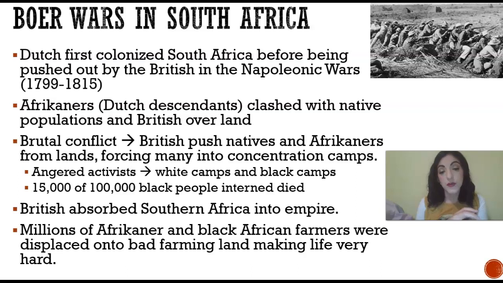Eventually, the British are going to absorb southern Africa into their empire. Millions of Afrikaners and black African farmers are going to be forced onto very bad farming land, which makes it very difficult for them, because if you have bad farmland, you're never going to have a good harvest. You're not going to be able to provide for your family. So the Dutch and the natives of South Africa are going to lose to the British.